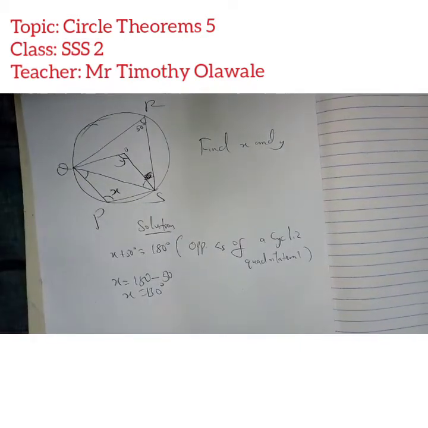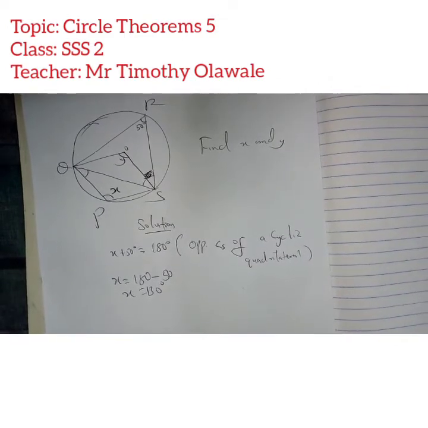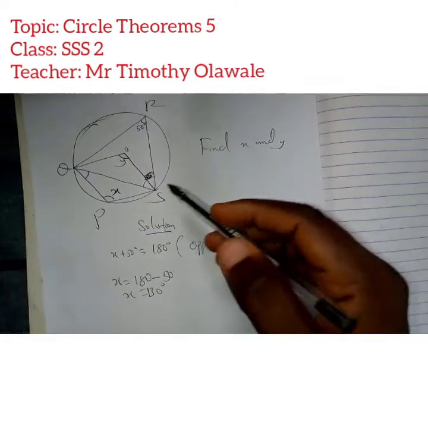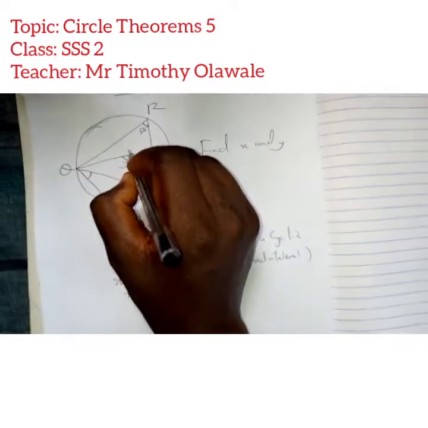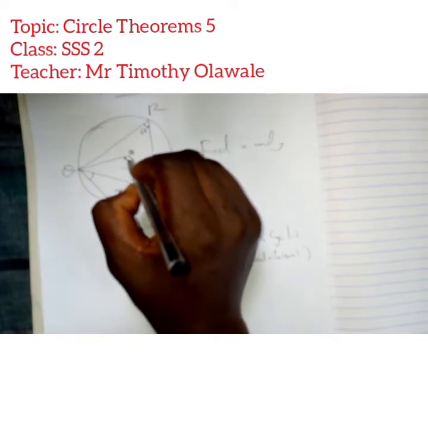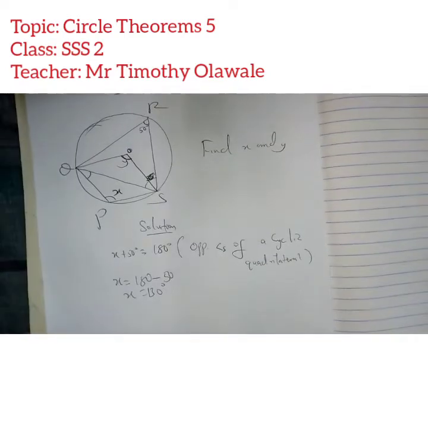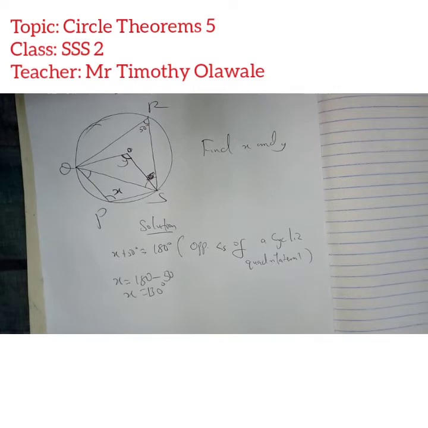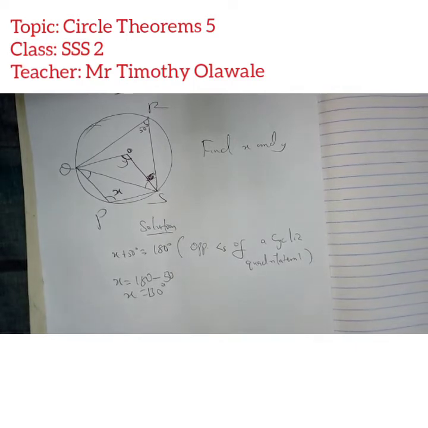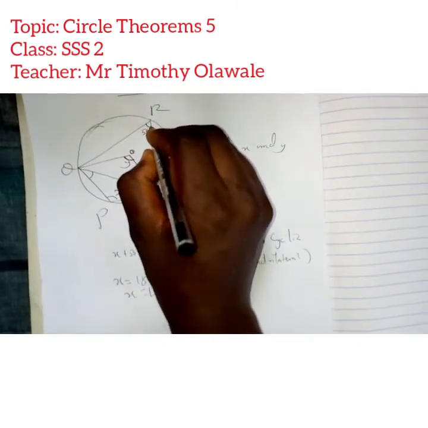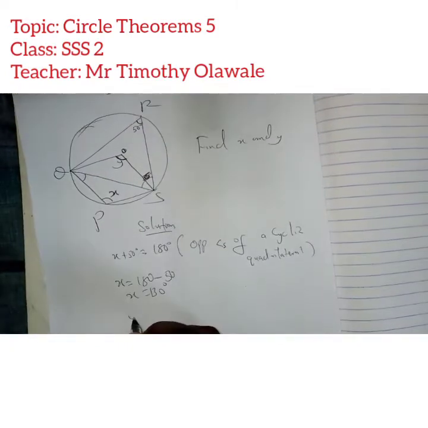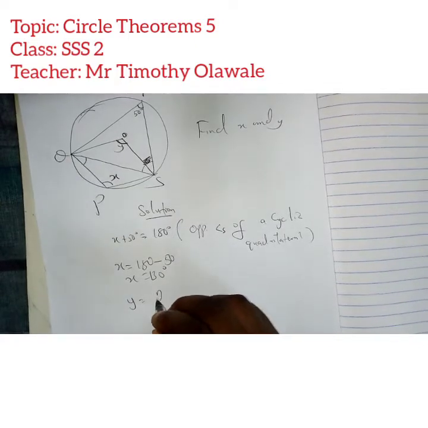So we've gotten x. The next question is, how do we find y? Y is not part of the cyclic quadrilateral. This O is the center of the circle, so this is the angle at the center. That takes us to the second theorem that I taught you, which states that the angle subtended at the center is twice the angle subtended at any other part of the circumference. So this angle is twice the angle here, if you remember clearly. So we say y equals 2 times 50.